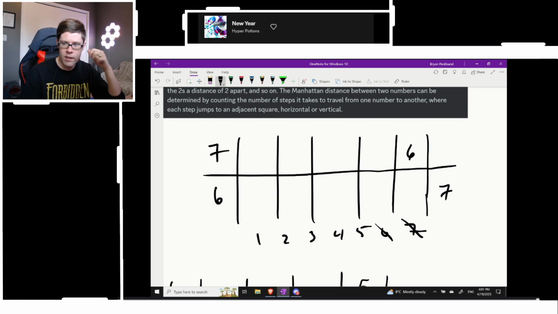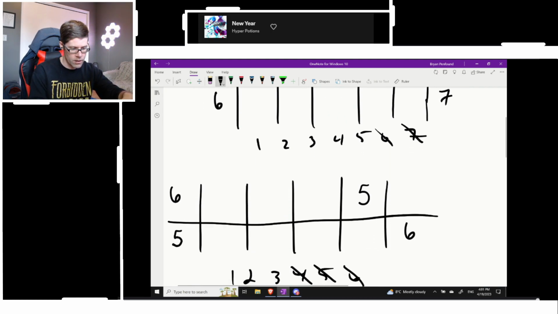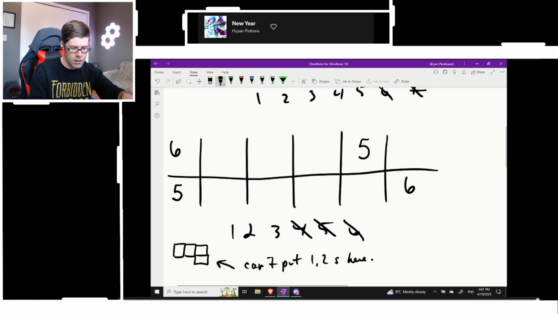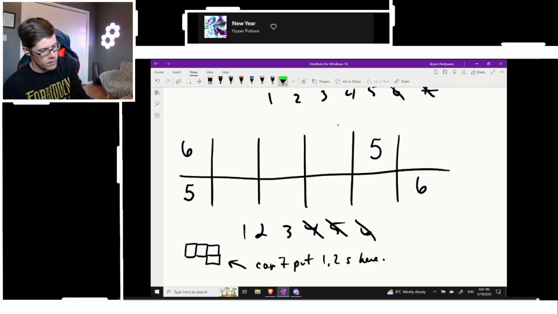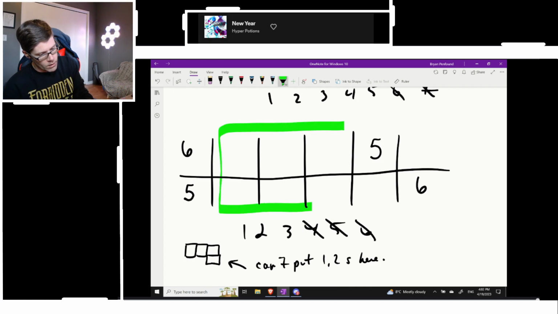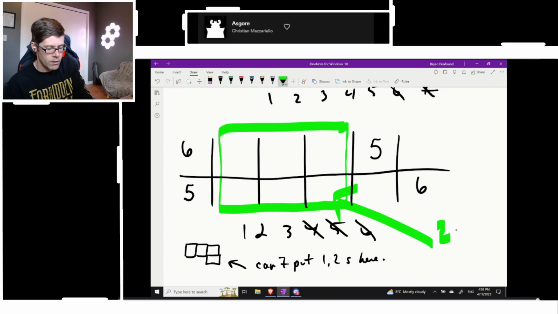Oh, this is interesting though. This is interesting. Something has happened. What is my brain saying? My brain is saying that this is the 2 by 3 grid.